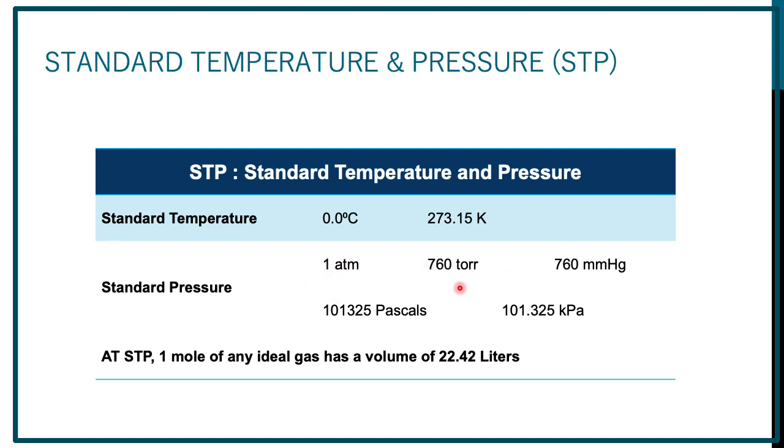1 atm is equal to 760 torr, equal to 760 millimeter mercury, equal to 101325 pascal or 101.325 kilopascal. They are all the same, just conversion. So at STP, 1 mole of any ideal gas has a volume of 22.42 liter. STP is the short form for standard temperature and pressure.